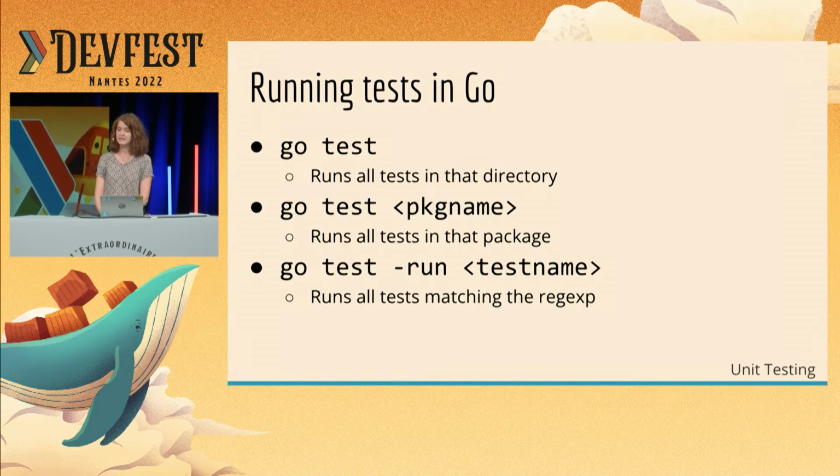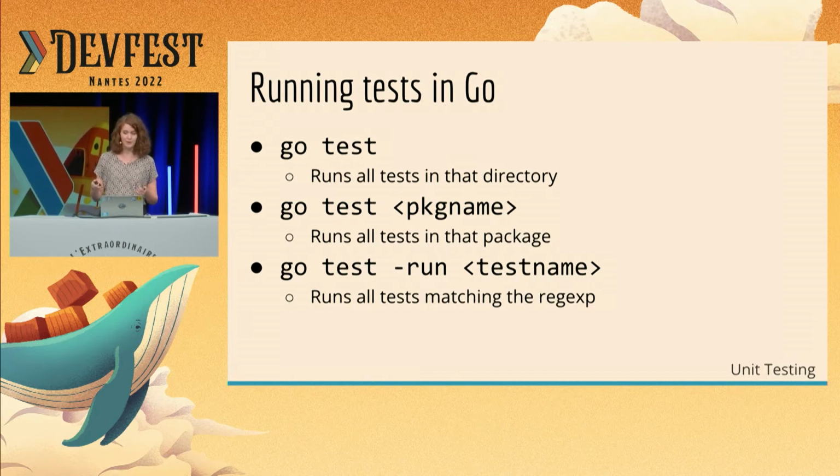Running tests in Go is going to be using the Go tool, the Go command. The Go command, if you've ever used Go before, is basically the backbone of all Go tooling. It's what you use to build your code, run your code, test your code. The default mode of Go test is to run all of the tests in that directory. You can also run Go test with a package name, and that will run all of the tests inside of that package.